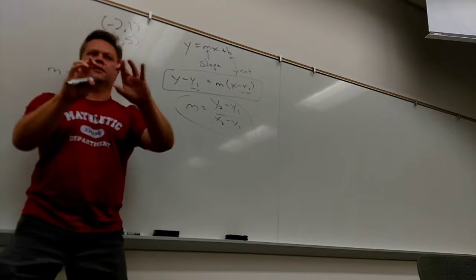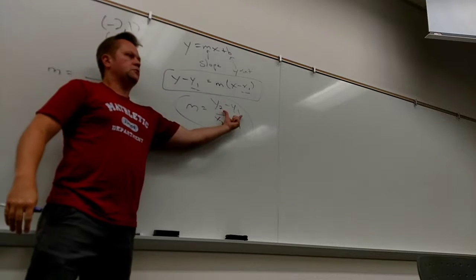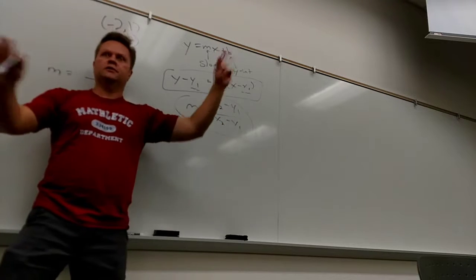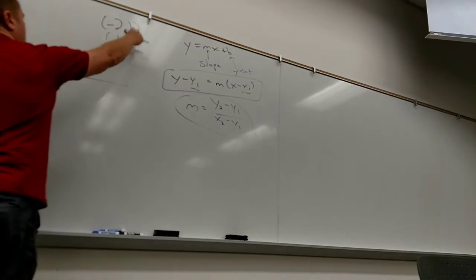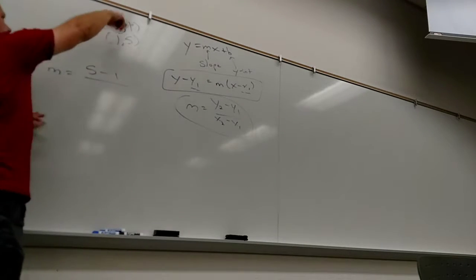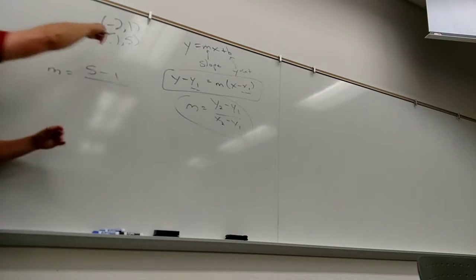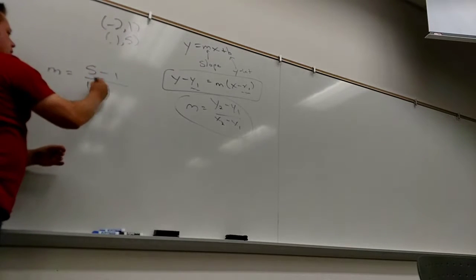All right, let me stop there for a second. People are always thrown off by these poor little subscripts, and all they're trying to say is, go the same way. So if you do 5 minus 1, that's the change in your y's. And so you have to do 1 minus -2.